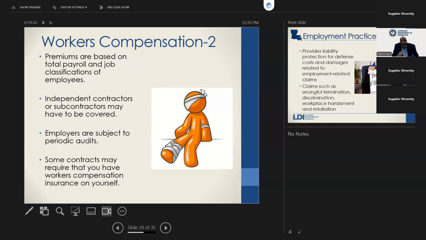There may be some instances where independent contractors or subcontractors may have to be covered under your workers' comp. Also realize that employers are subject to periodic audits, and some contracts may require that you as the owner have workers' compensation insurance on yourself as well as any employees that you may have.